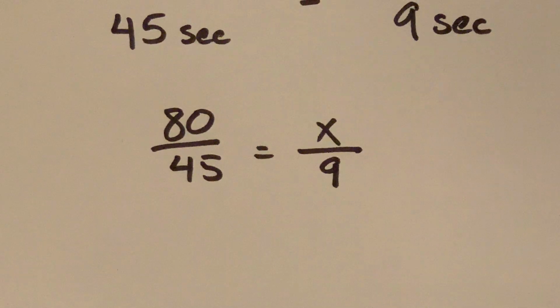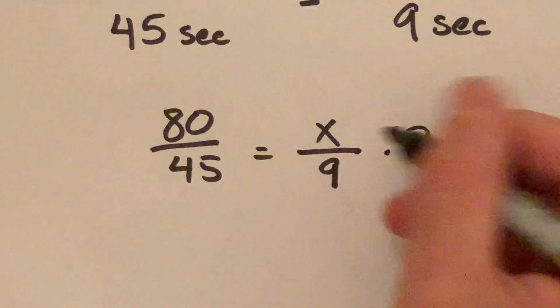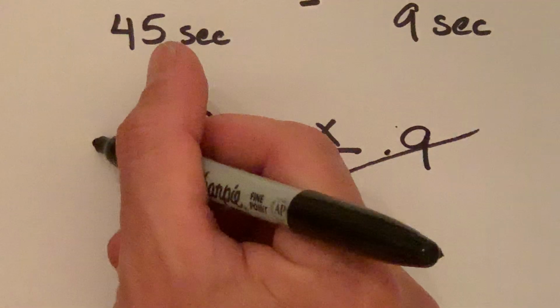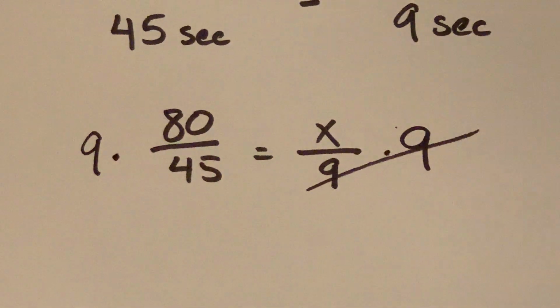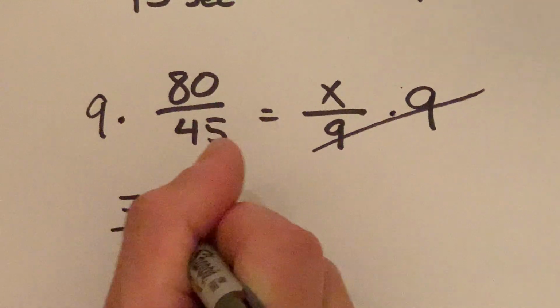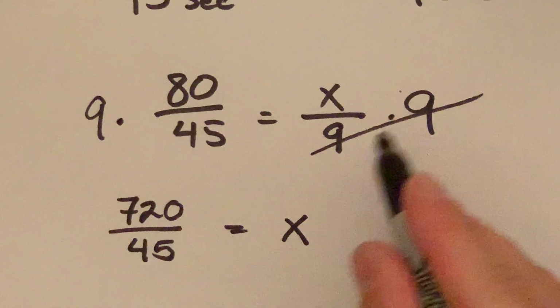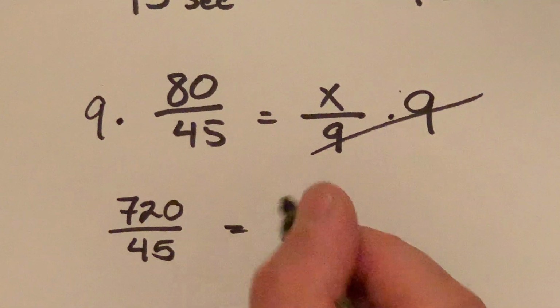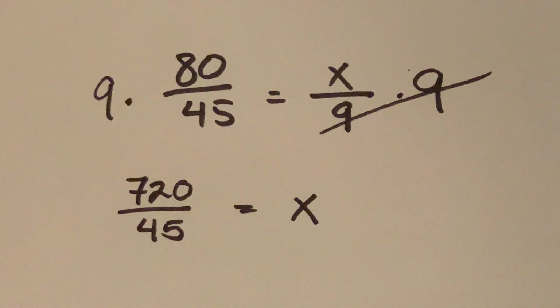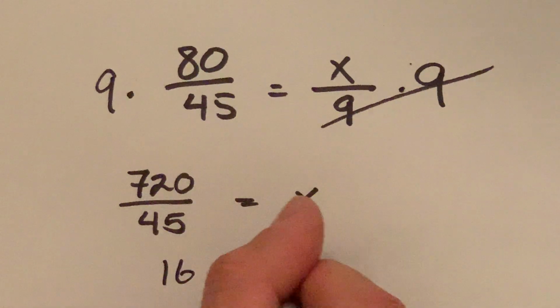So, I'm thinking about what could I do? I'm just going to use algebra. I think algebra is the best for me. So I'm just going to multiply by 9 on both sides. That's going to get rid of those 9s. And then multiply this side by 9 as well. So I'm going to end up with 9 times 80 is 720 over 45 is equal to X, because remember, the 9s cancel each other out. So 720 divided by 45, you can do that division in your head or with a calculator, equals 16. So X equals 16.